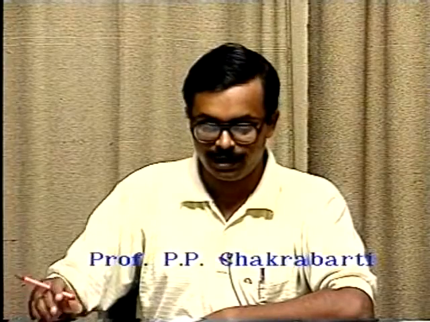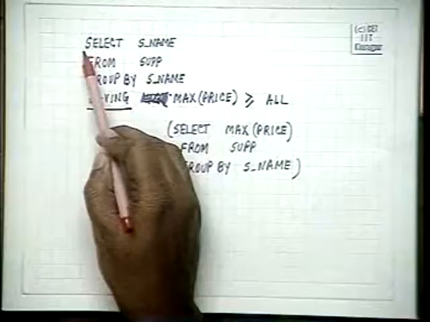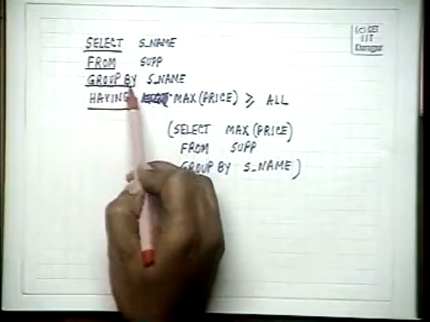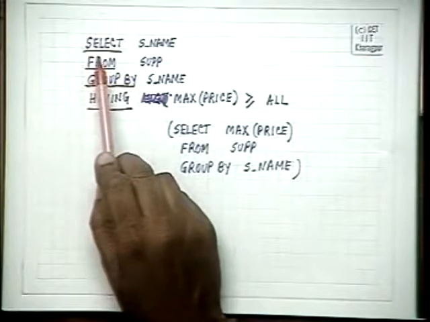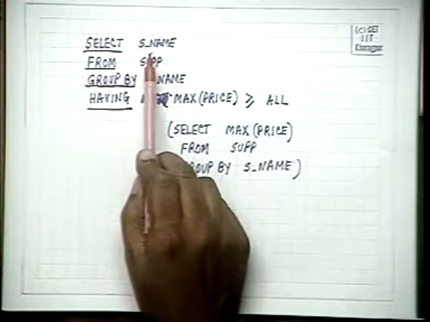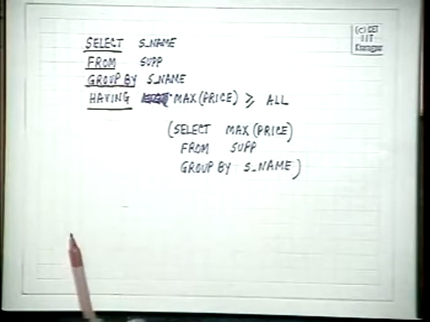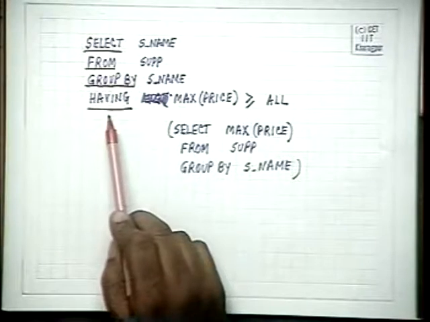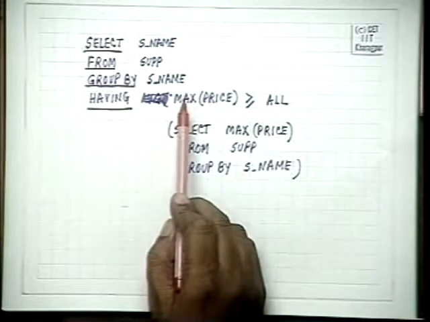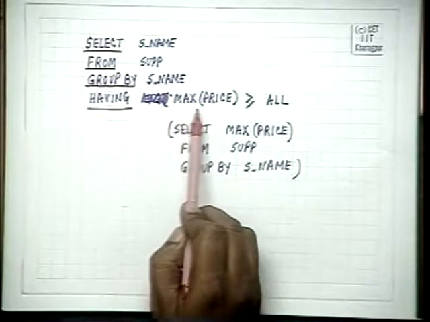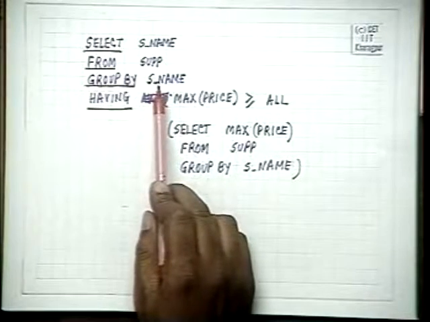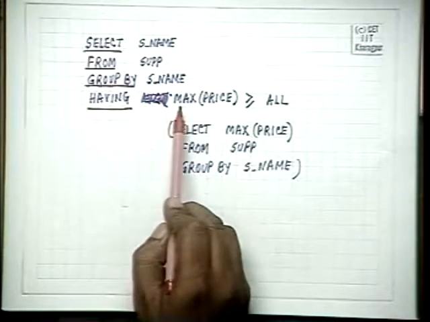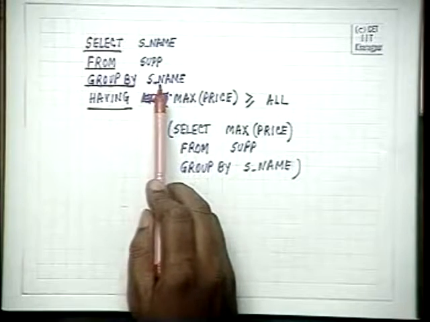Now we can combine the set operations in the having by part like we did in the where clause. Let us see this final example. The example is: select supplier name from sub group by supplier name, that is fine. Having max price will give us the maximum price of this supplier, because this aggregation will work on supplier name.